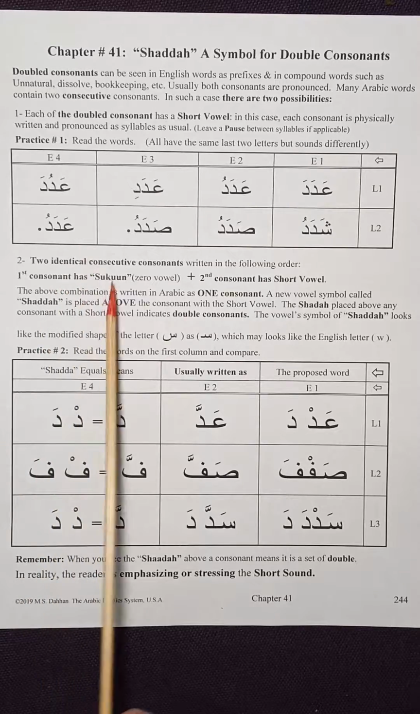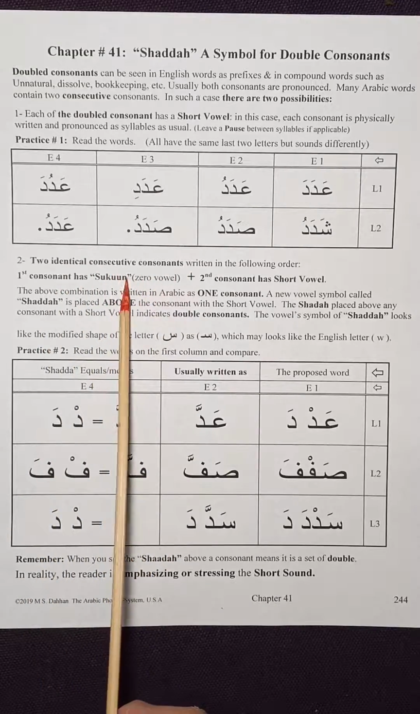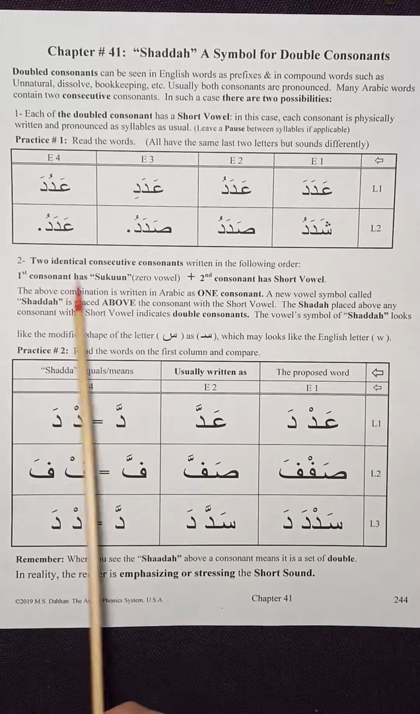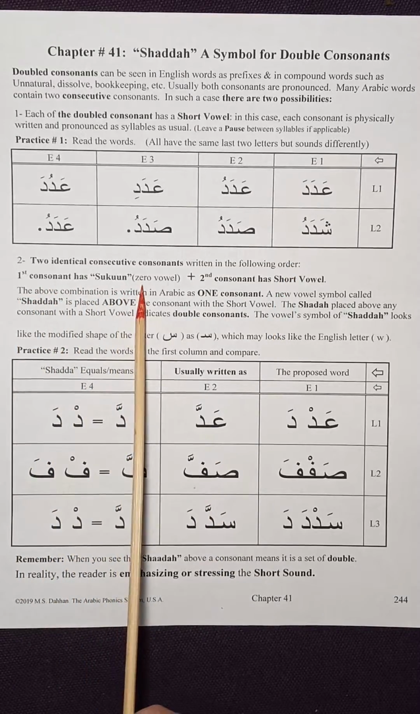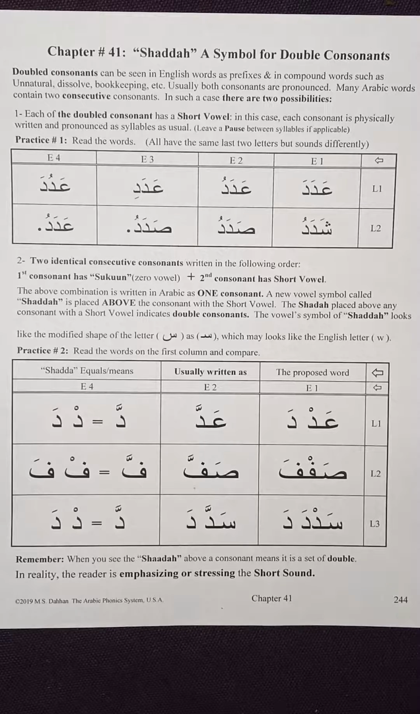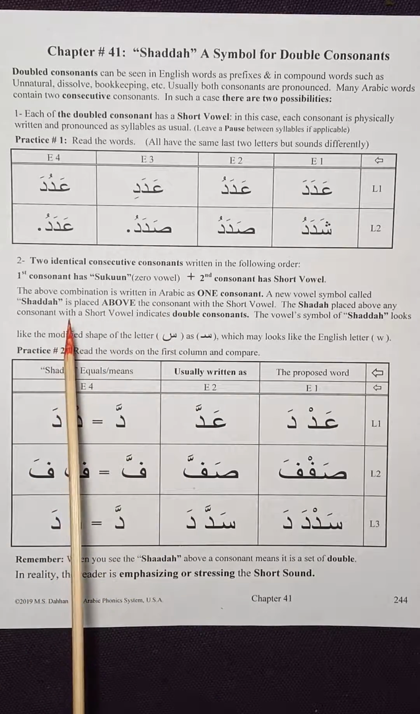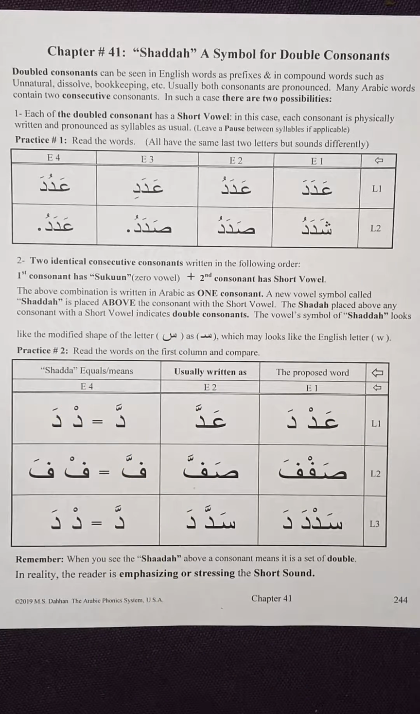All right, two identical consecutive consonants written in the following order. The first consonant has sukoon, which means zero vowel. The second consonant has a short vowel. That is something new, but that's what we call shaddah. We combine them and this combination is written as one consonant with the shaddah. The shaddah is the name of the symbol.